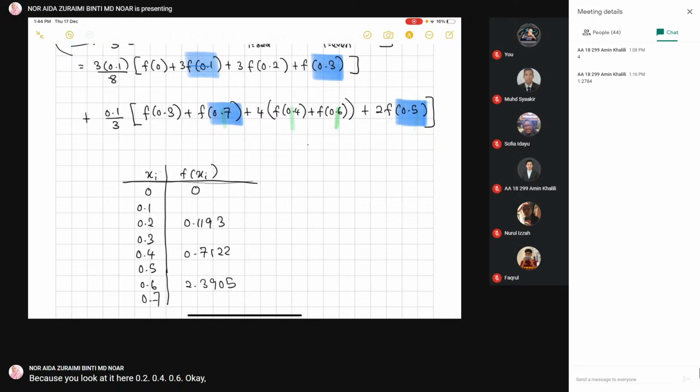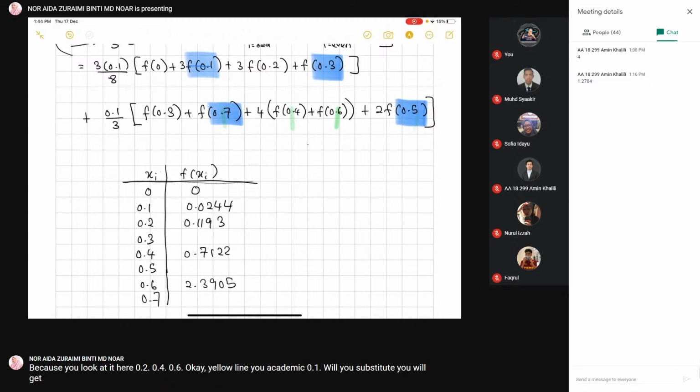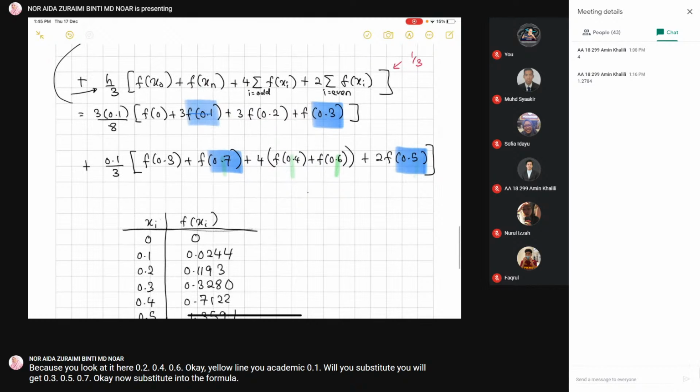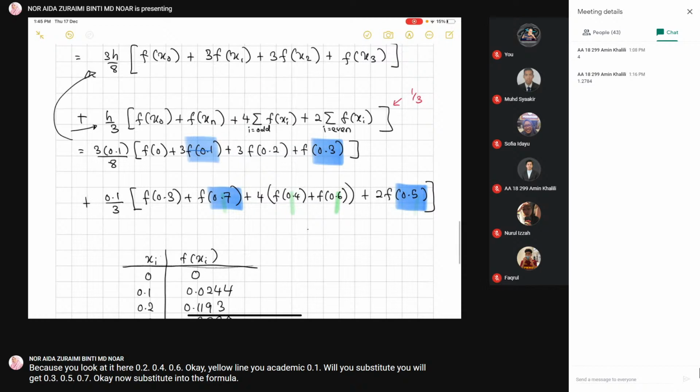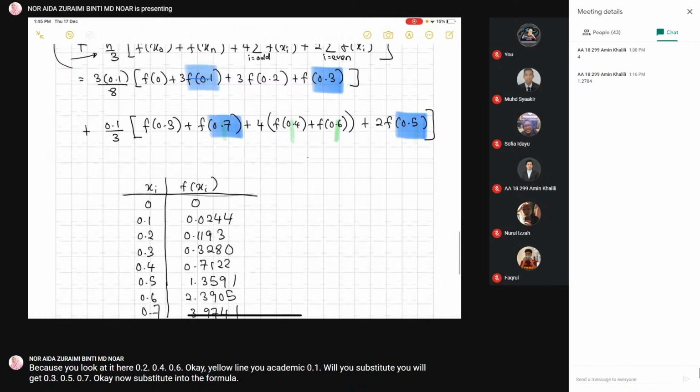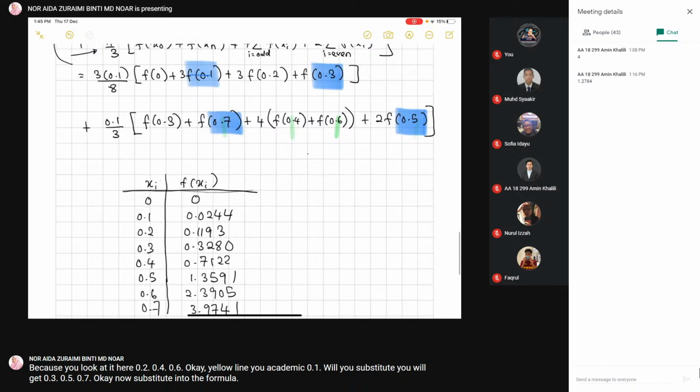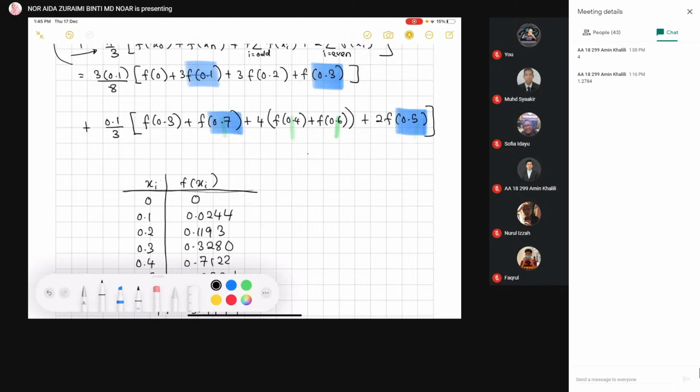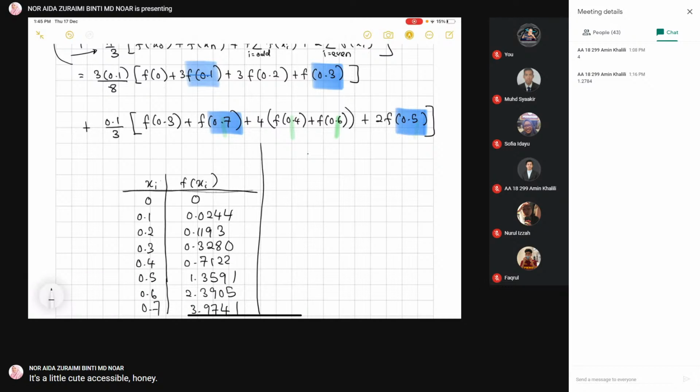Okay, jalan lain you kena masukkan lah. 0.1 bila you substitute you will get, 0.3, 0.5, 0.7. Okay, now substitute into the formula. Okay, saya kira kat sebelah ni. Senang nak refer.